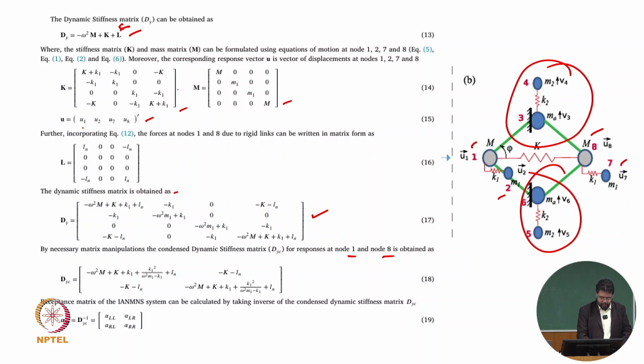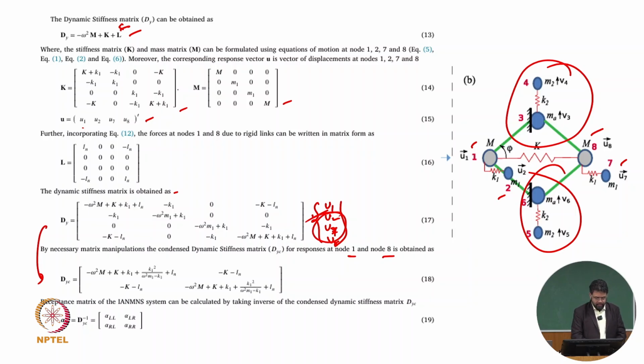So how did we do that part? If I think about how we go from here to here, we have this matrix, with u1, u2, u7, u8. What we don't need are these two: u2 and u7 we don't need. We need only u1 and u8.